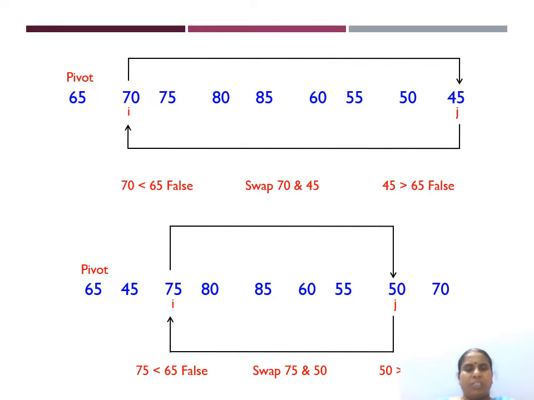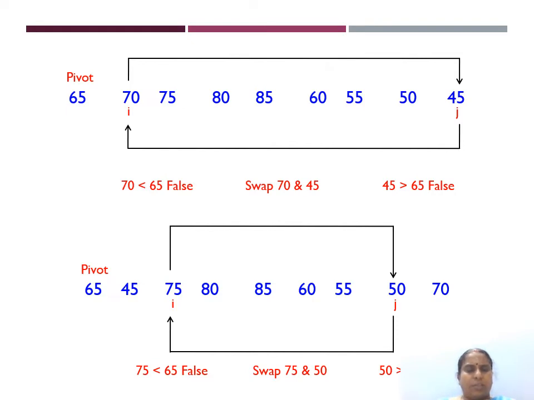How is it interchanged? It verifies the condition whether I is smaller than J. Yes, I is in position 2 and J is in position 9. 2 is less than 9, so the condition is true. If I is lesser than J, then we have to swap the elements A of I and A of J, that is A of 2 and A of 9. 70 and 45 are interchanged now.